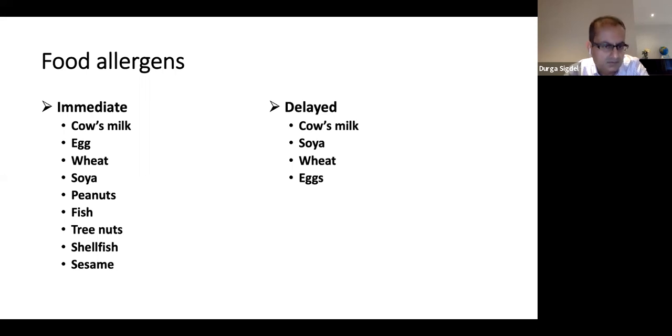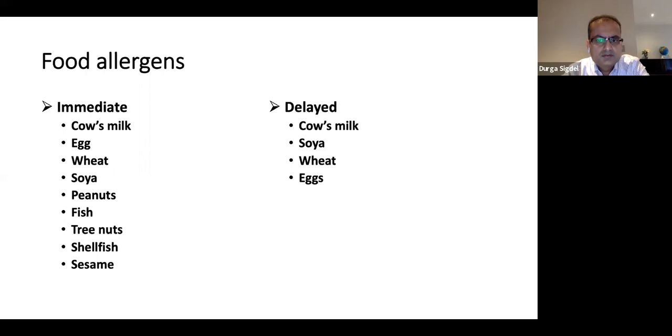And there are lots of other allergies, for example, tree nuts, cashew, pistachio, almond. Shellfish is another common allergy. Usually you don't see it in very young children because they don't have shellfish, but in older children and adults, you do see quite a lot of shellfish allergy.